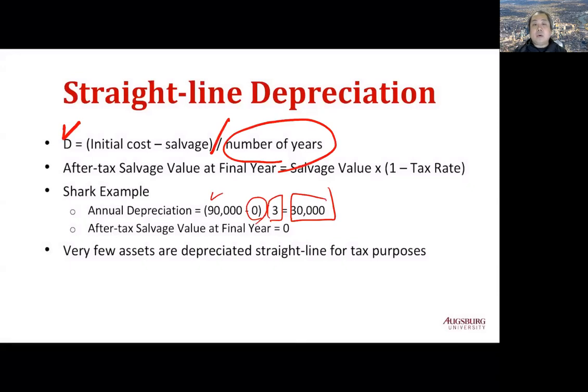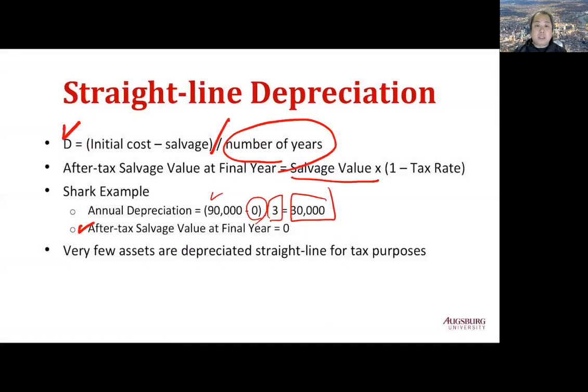Now in the final year of the project, we will collect cash by selling the asset in the project. Since we receive cash, we will have to pay tax. So after-tax salvage value equals the before-tax salvage value times 1 minus tax rate. In our example again, after-tax salvage value is simply 0 because salvage value itself is 0.